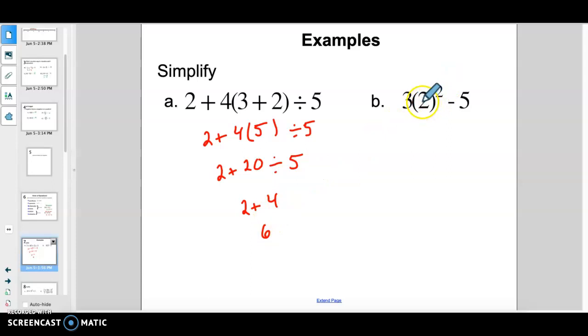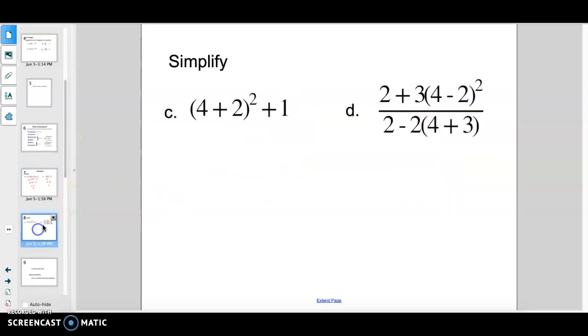With this example, I see parentheses and an exponent together. So this parentheses is going to pair with the exponent, and that's what you want to do first. A very common mistake is people will do multiplication first and do 3 times 2 is 6. But multiplication is not first in PEMDAS, exponents is. So you want to do the exponent first. So 2 squared is 4. And then 3 times 4 is going to be 12. And then we still have the minus 5. So we'll get 7.